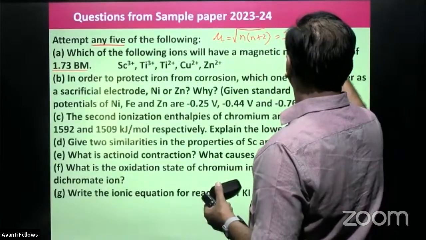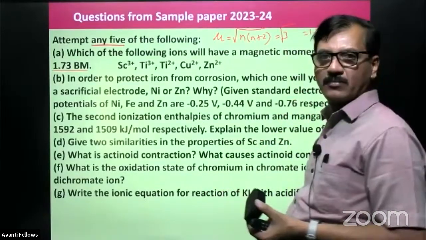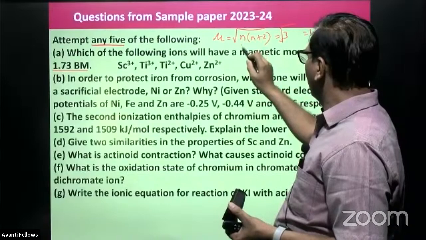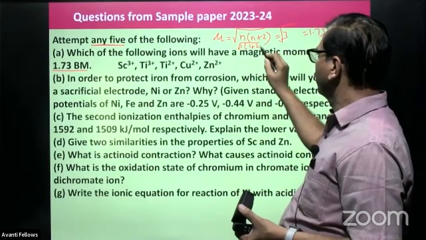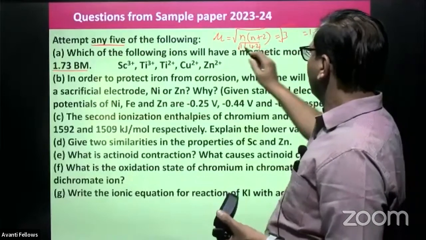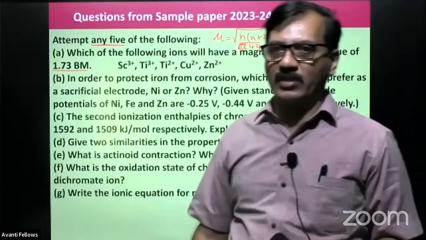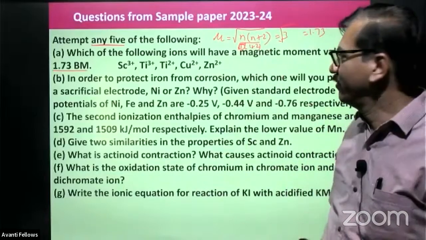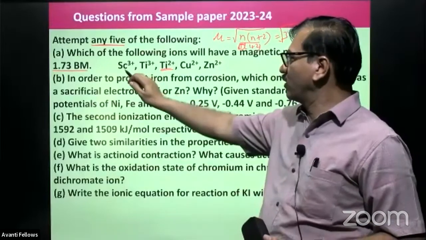1.73 is nothing but the square root of 3. Square root of 3 means n(n+2) should be 3, so n should be 1, since 1 plus 2 is 3. That means there must be one unpaired electron. Which species has one unpaired electron? You have to see that. It is simple, but you have to work out all these things. Scandium 3+ is a d0 configuration.